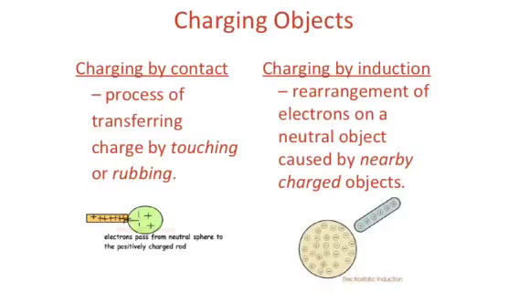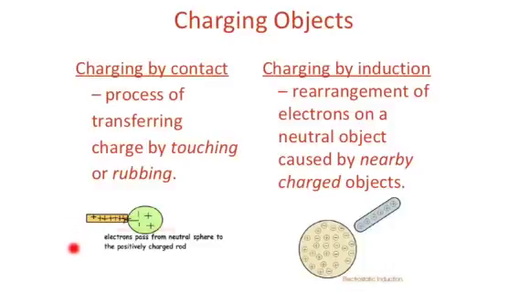Now, objects can become charged by a multitude of different ways. There are two ways here. The first one is charging by contact. Whenever something is being charged by contact, it's the process of transferring charge by touching or rubbing. So like I was talking on a winter day, when you drag your feet across some carpet, you are building up a charge in your body. And then whenever you go to touch a doorknob, it zaps you, okay? Because the electrons pass from something neutral to something different.